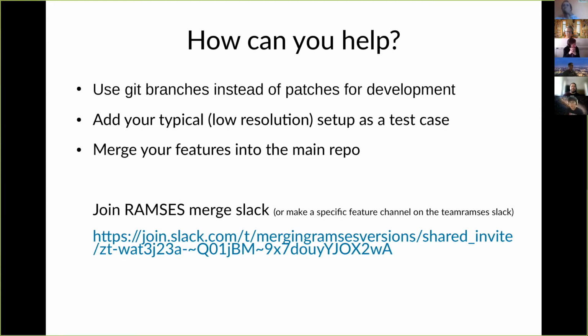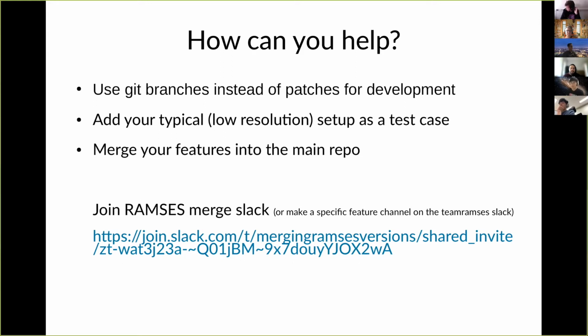And once your feature is done, you want to publish it, you make it available for everybody, you can just merge to the master branch. Another thing which would be very helpful is if you add your typical low resolution setup as a test case. Right now we have a very limited number of test cases in Ramses, and the more test cases I have, the easier it is to catch bugs with new developments. So if you don't know how to add a test case, you can just ask me, I will explain to you. It's very simple. If you have done it once, then you can do it many more times. It's really straightforward. You just have to know how to do it.